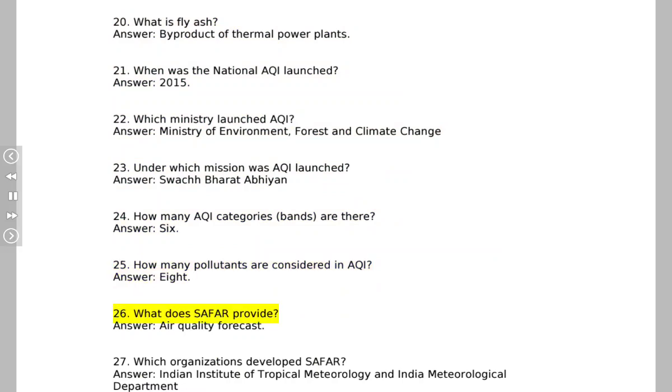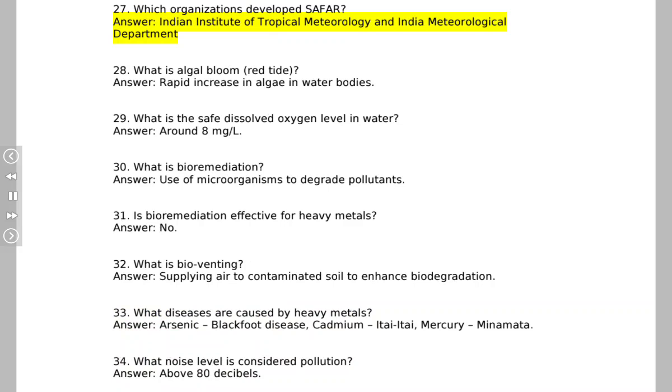25. How many pollutants are considered in AQI? Answer. 8. 26. What does SAFAR provide? Answer. Air quality forecast. 27. Which organizations develop SAFAR? Answer. Indian Institute of Tropical Meteorology and India Meteorological Department. 28. What is algal bloom, red tide? Answer. Rapid increase in algae in water bodies.